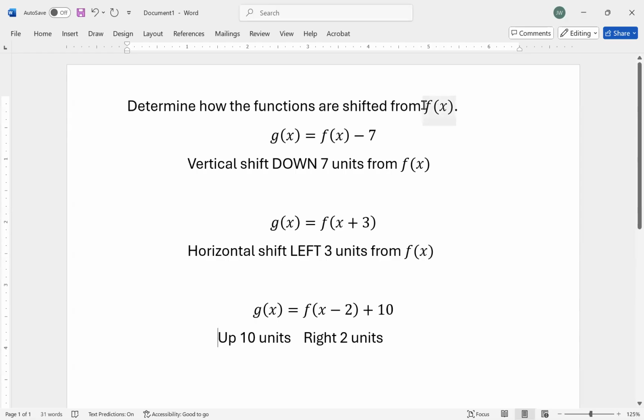Again, I don't even know what my original f of x was, but I know that's what's going to happen. That's the graph that's going to be created. It's going to look like f of x shifted down in the first one, shifted left in the second one, shifted up and right in the third one.